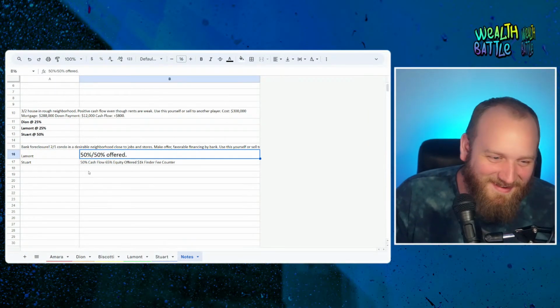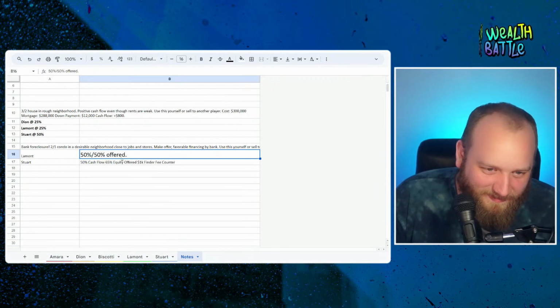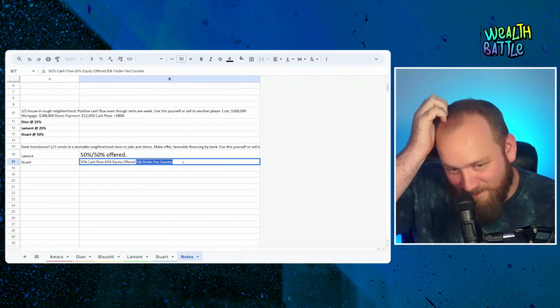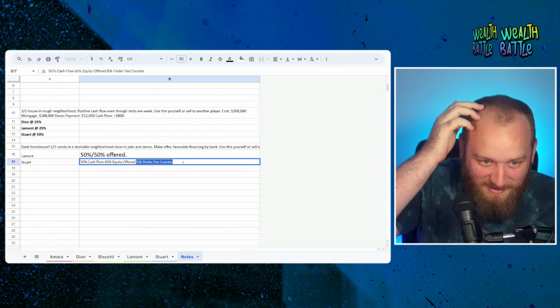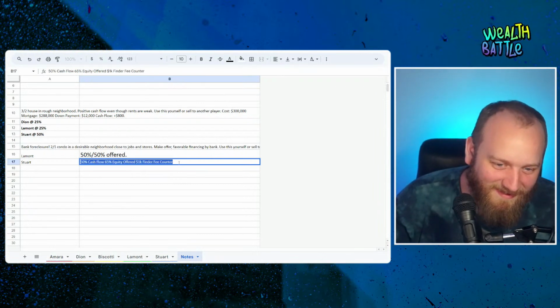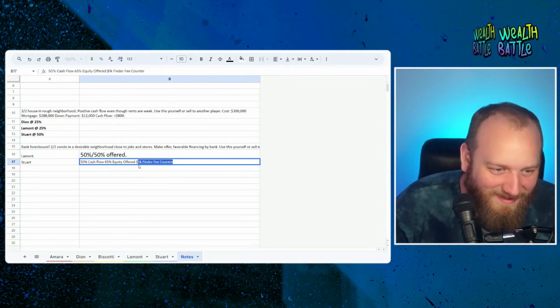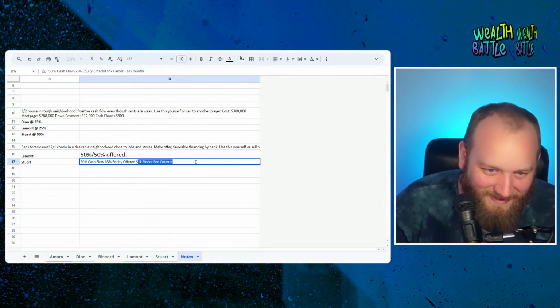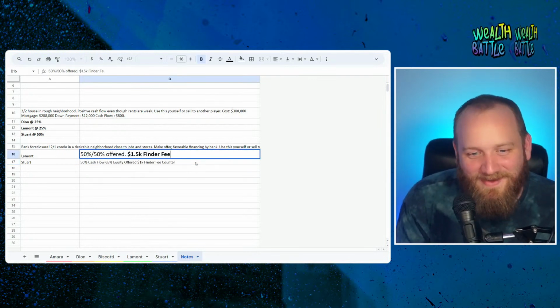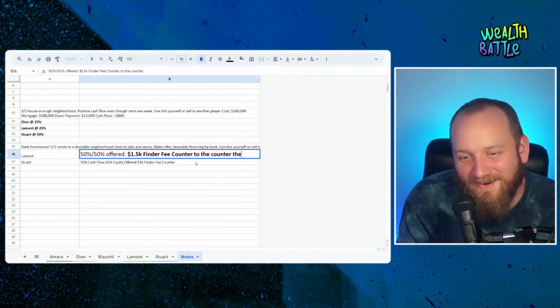So, meet you in the middle, Stuart, and we'll do it at 1,500. The middle of 0 and 2,000, or the middle of 2,000 and 1,000? Well, we're off 1,000, so I'll come up 500. The gap where we were is 1,000, so I'll meet him. 1.5K finder fee, counter to the counter to the counter.